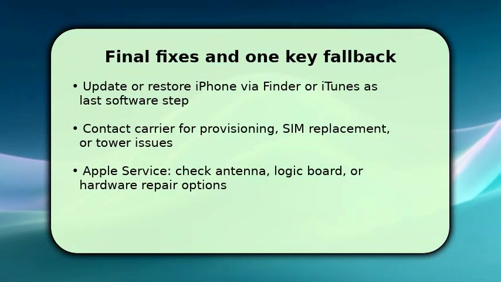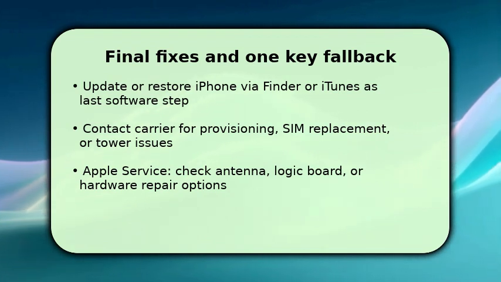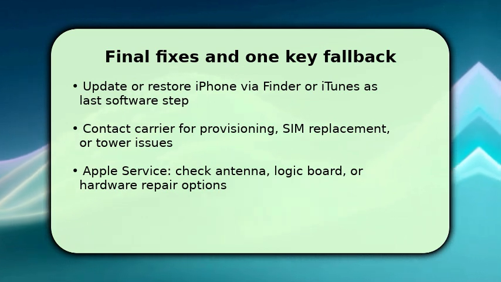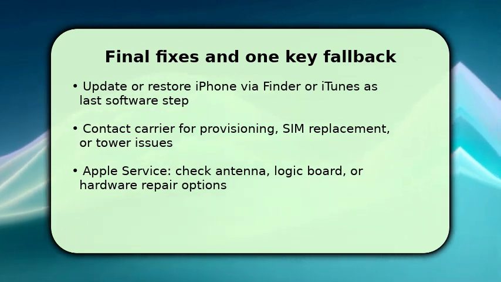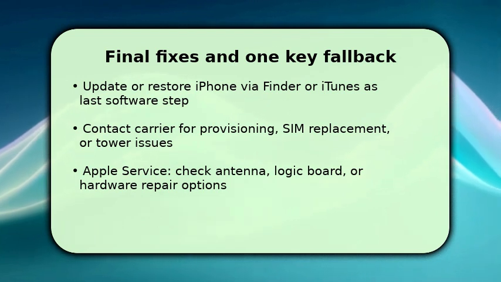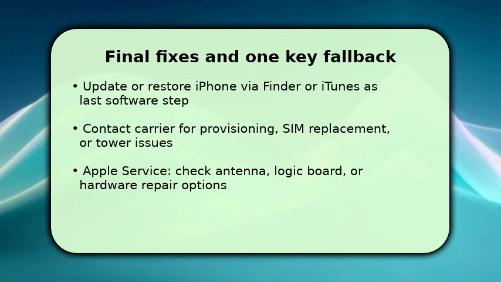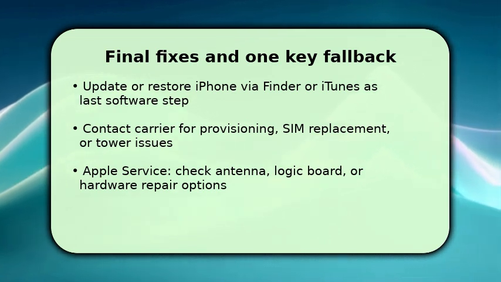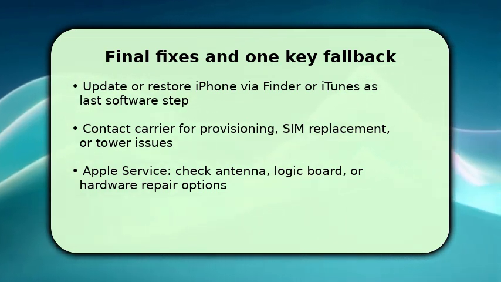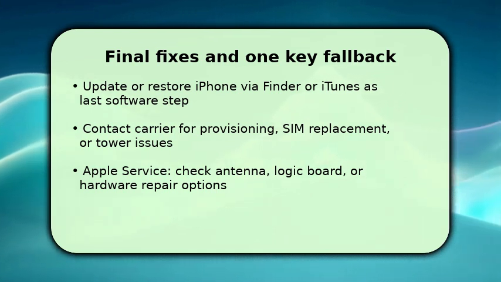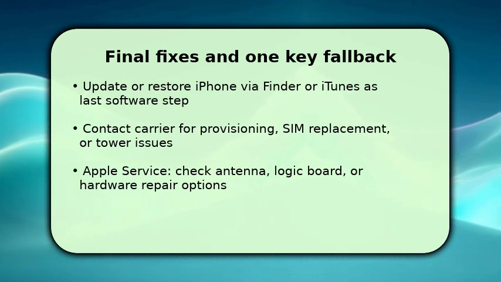Finish with definitive actions. Back up your data, then update or restore the iPhone using Finder or iTunes to resolve deep software corruption. If the issue persists, contact your carrier to verify provisioning, request a SIM replacement, or confirm local tower problems. Make an appointment with Apple or an authorized repair shop only after carrier checks, since hardware faults like antenna or logic board failures need professional diagnosis. If nothing works, the one key tip: document tests and times to speed carrier or repair support.